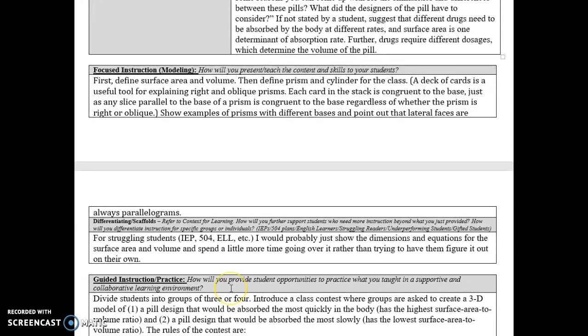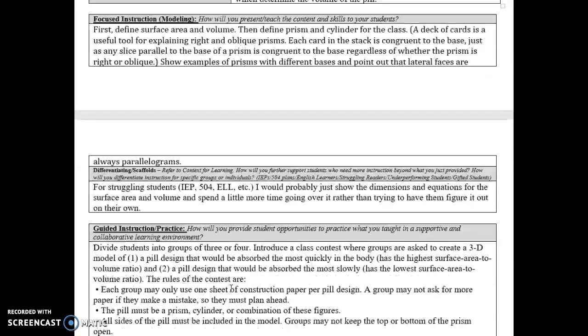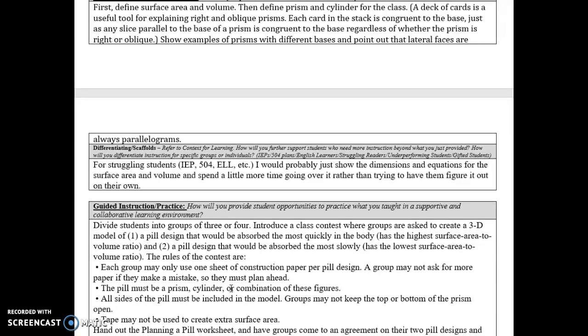For focused instruction, we'd first start out by defining surface area and volume, and then define some of the different shapes, show some examples, and for the struggling students, I would probably give a little bit more detail in some of the examples, show the specific dimensions as in base, height, width, etc., and show how and what the volume or surface area would be.